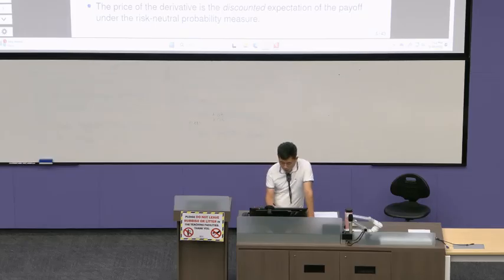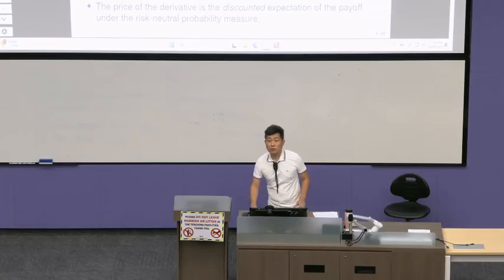So this means we do not need the real-world probabilities. We do not need these probabilities to price an option, and we only need Q. This probability Q is called the risk-neutral probability.